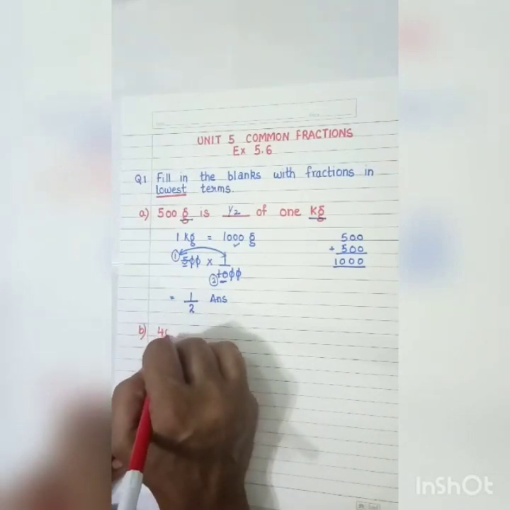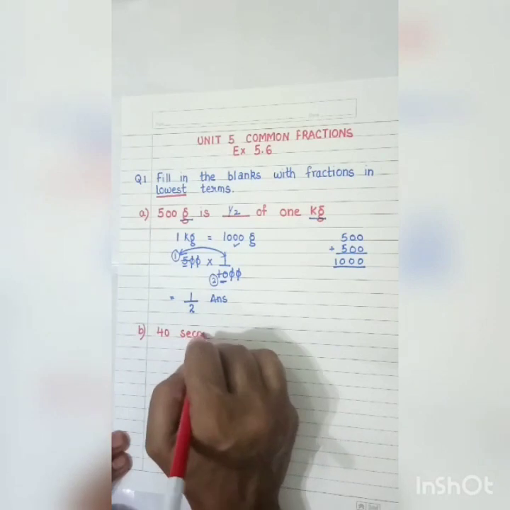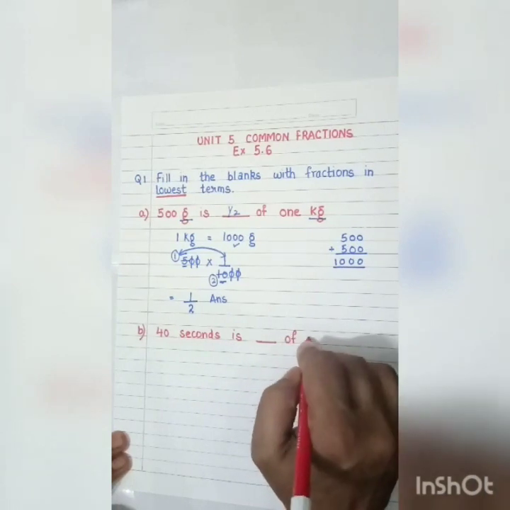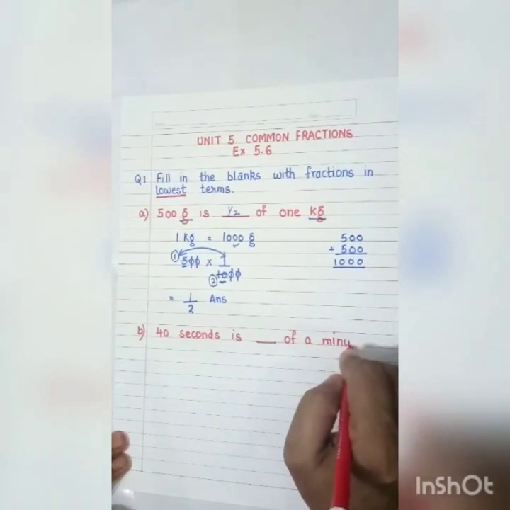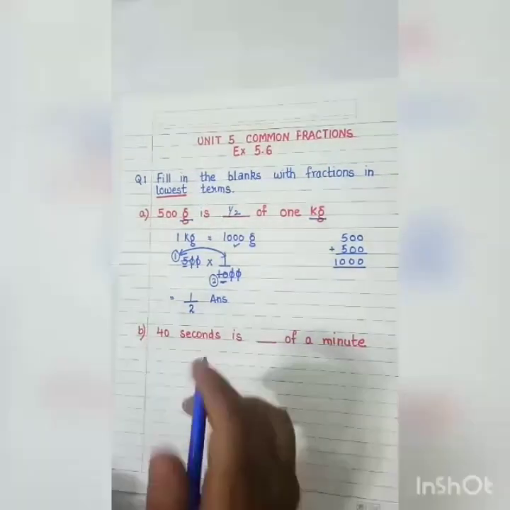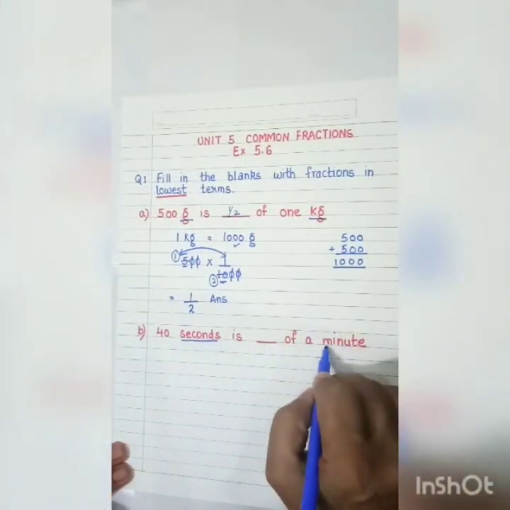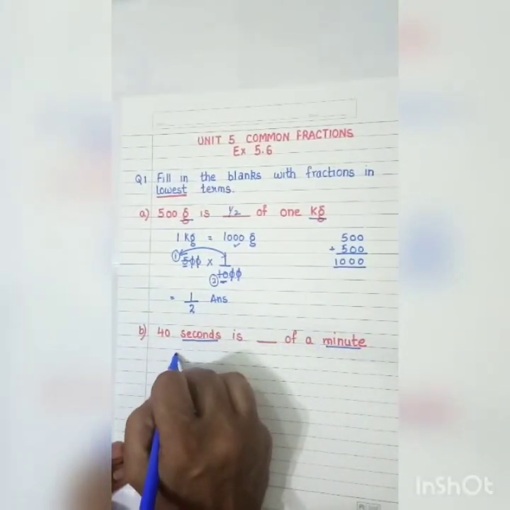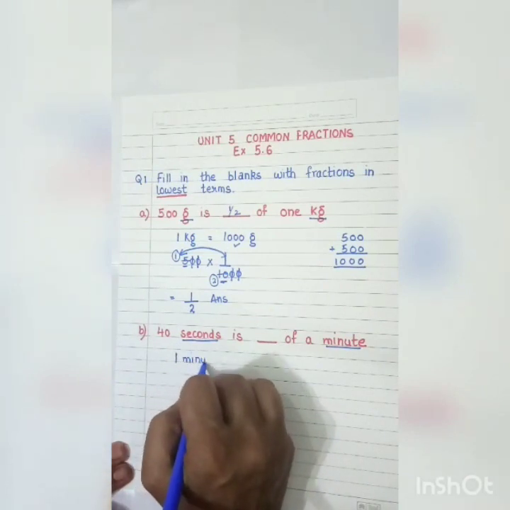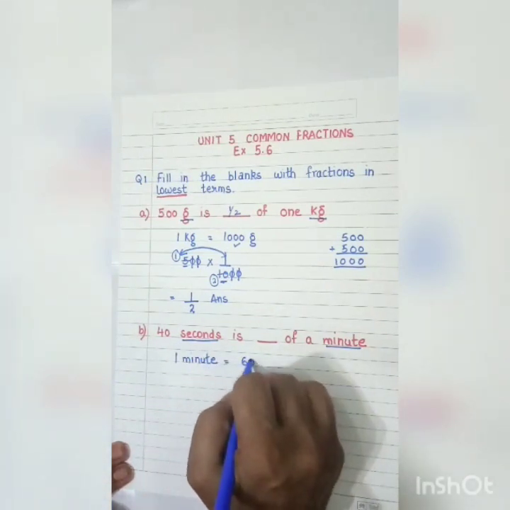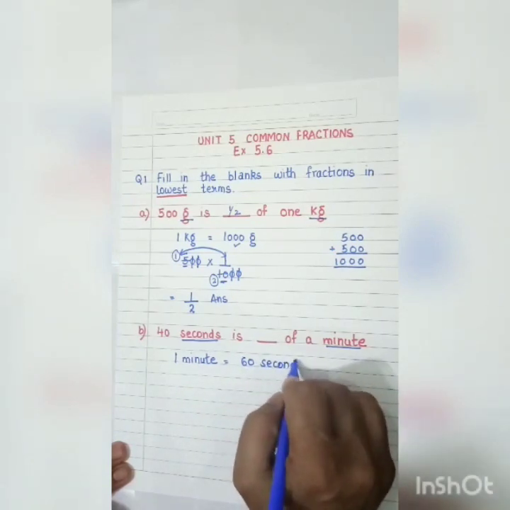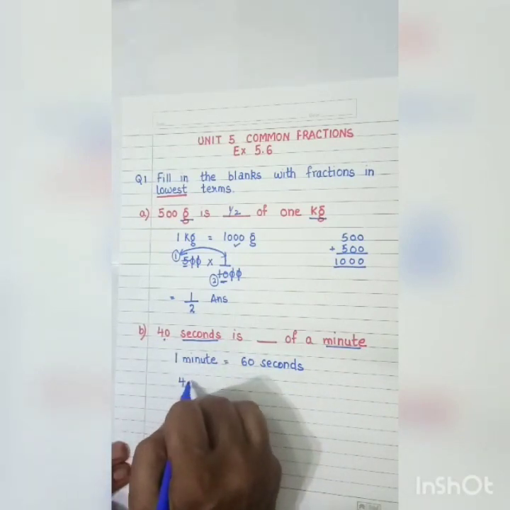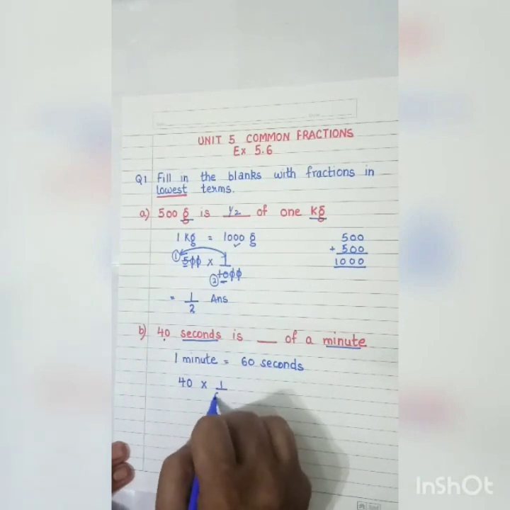Another example to make it clear, 40 seconds is dash of a minute. So here, what are the two words which are included? It is seconds and minutes. The relation, the bigger name has to be written first. So 1 minute is equal to how many seconds? 60 seconds. And for the relation again, this number will be written here multiplied by 1 upon 60.